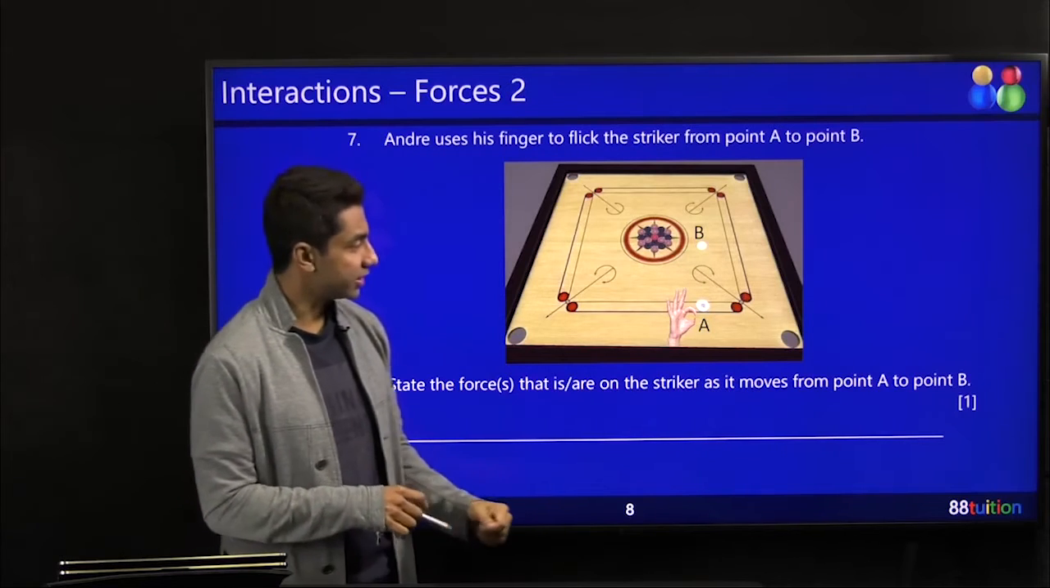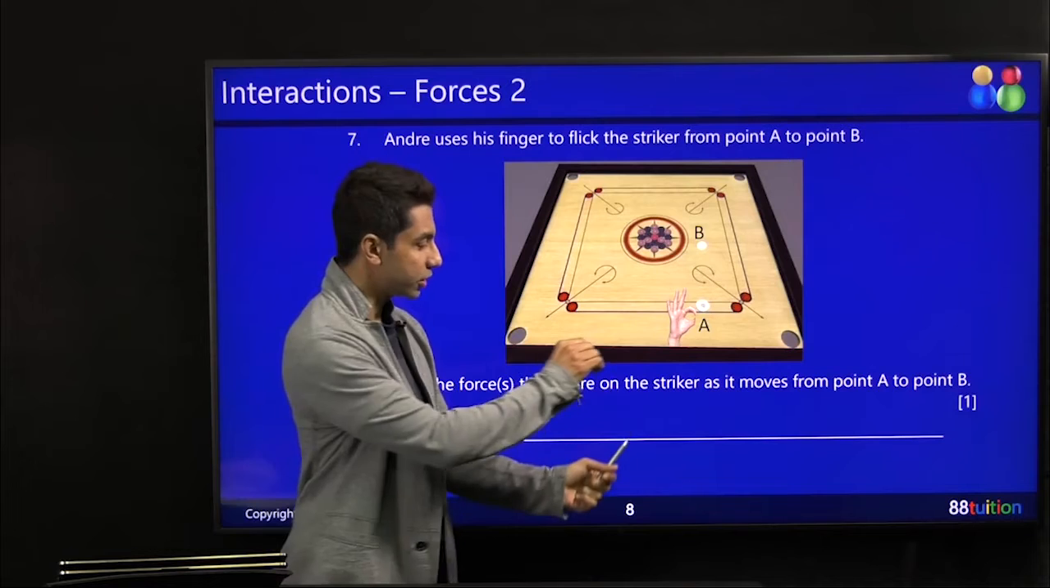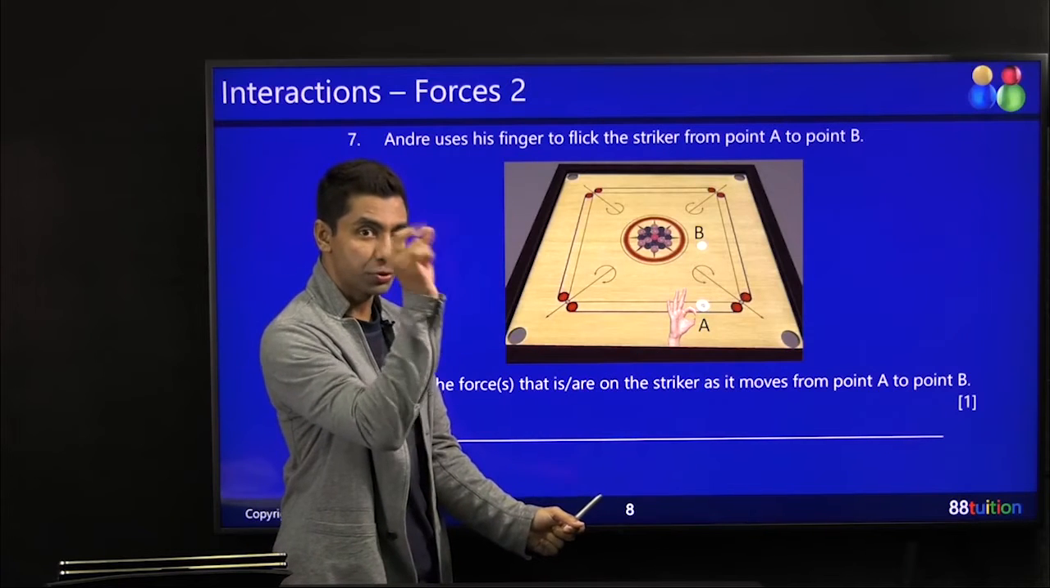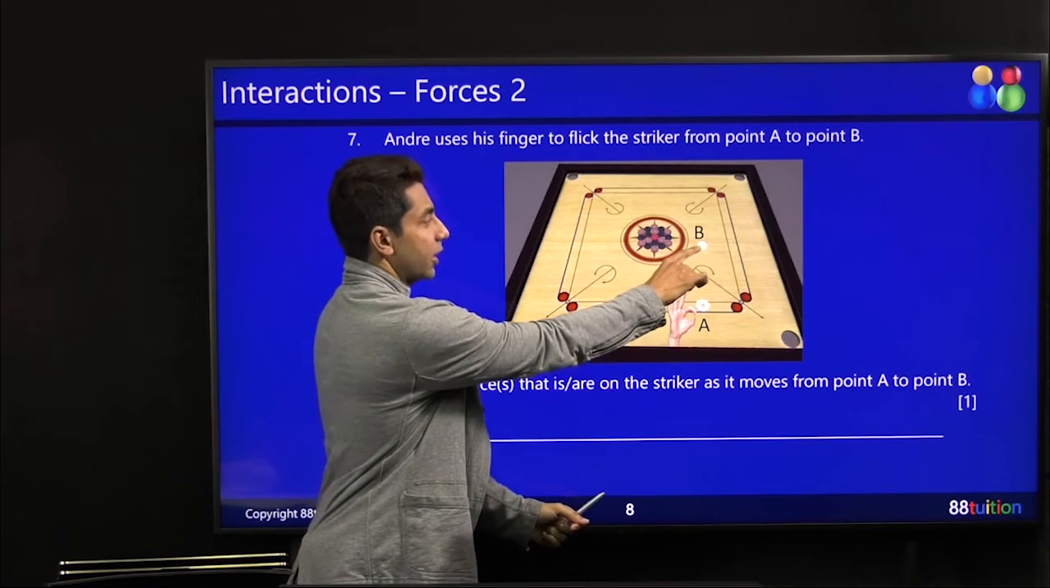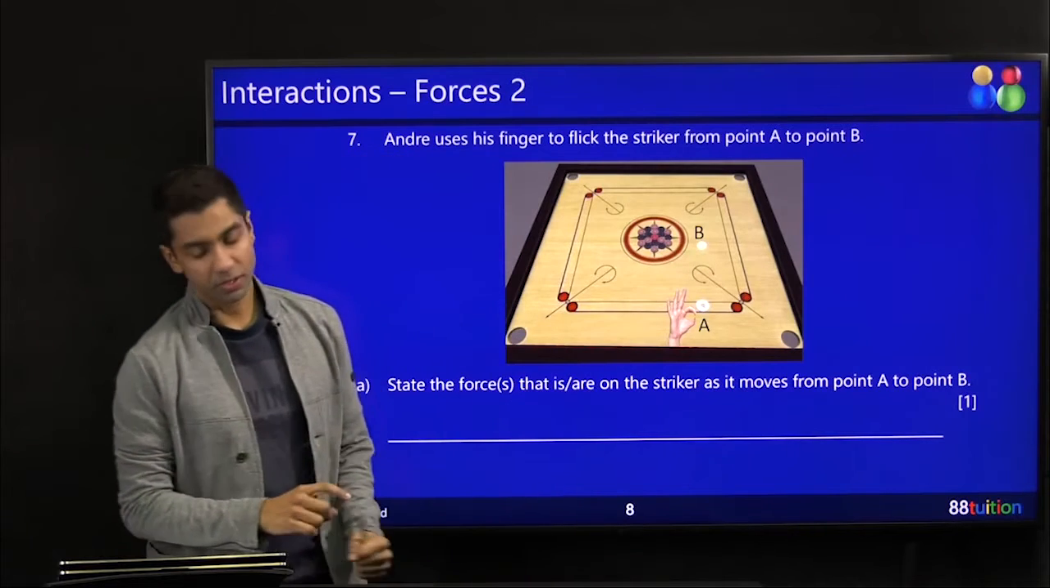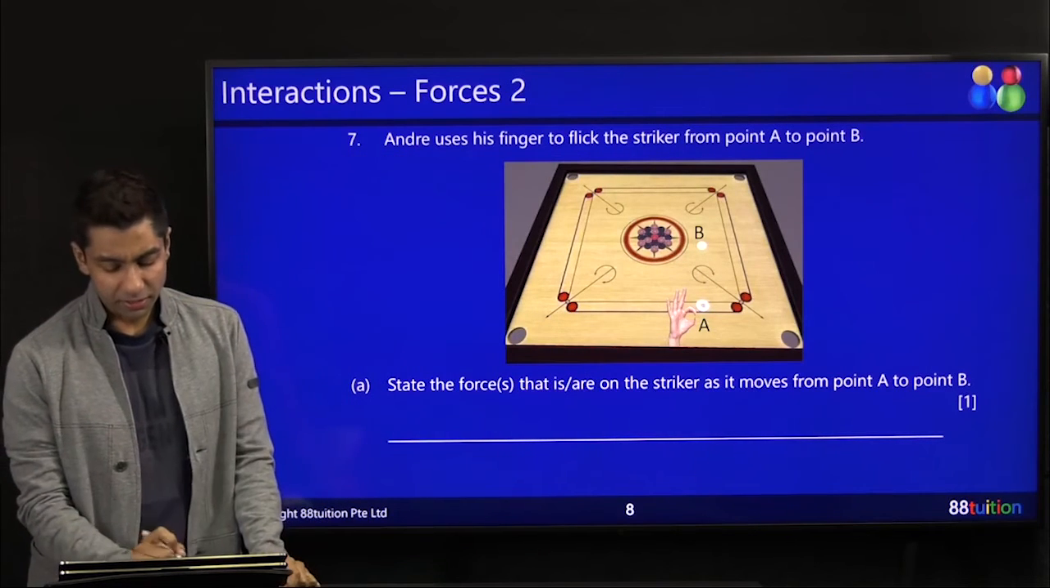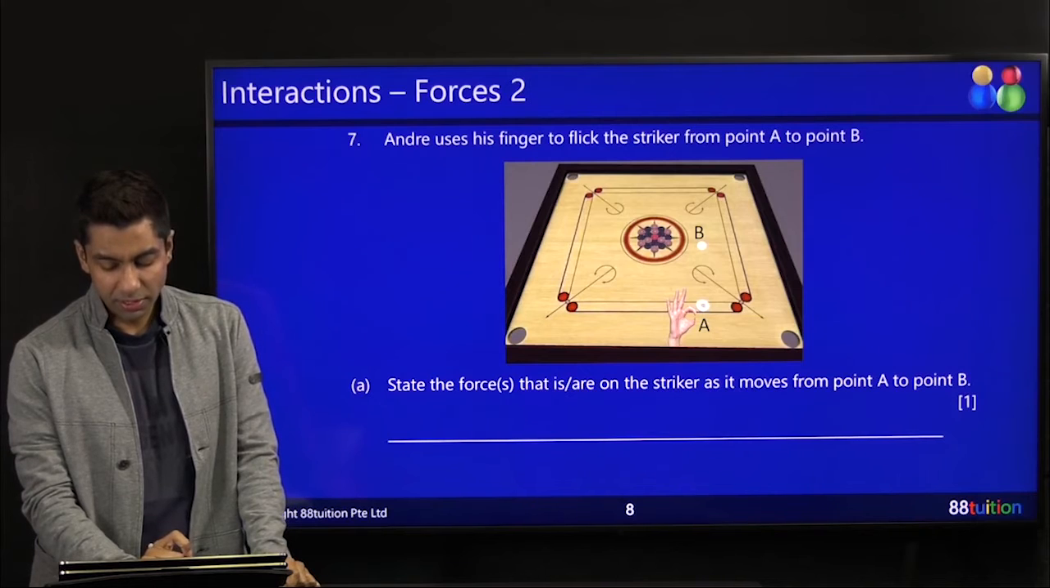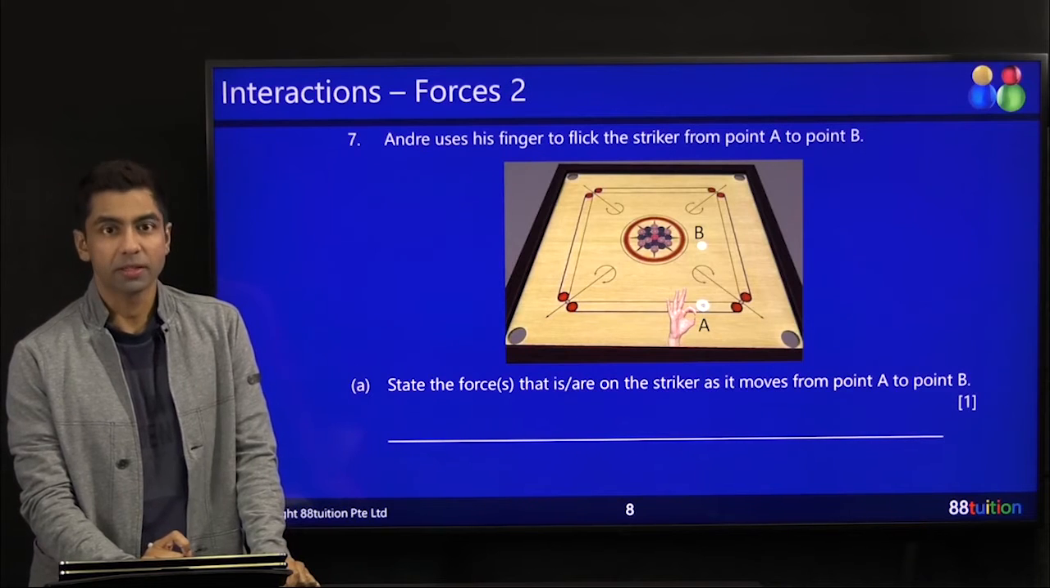The game has not started. He's testing. He uses some force. He pushes it this way. So flick means to push the striker out and it lands at B. Okay? State the force that is on the striker as it moves from point A to point B.